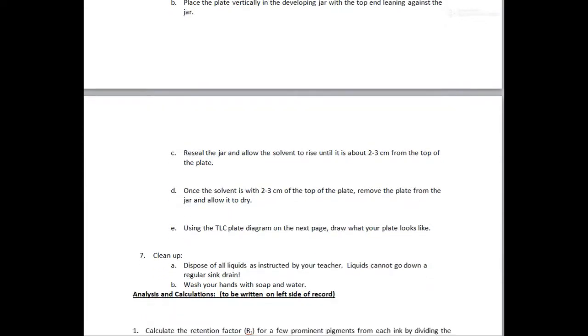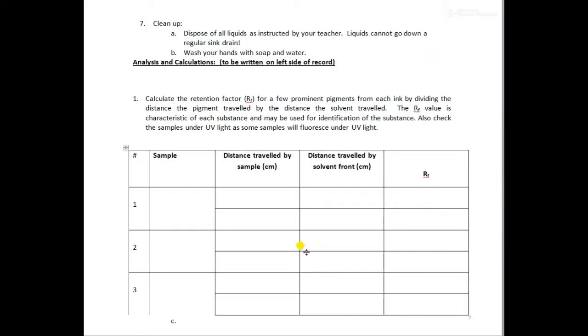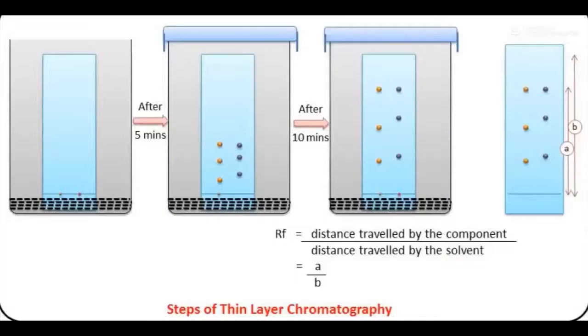Now, after the TLC has been done, you take each and every sample and look at the distance traveled by the sample and the distance traveled by the solvent, and calculate the RF value. Now let's see how the plate looks. So this is how it looks overall.